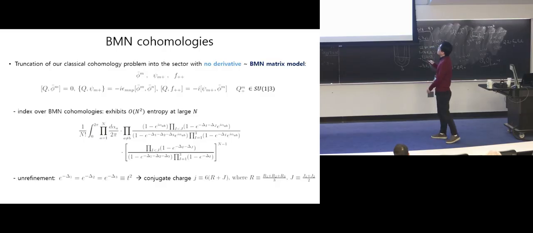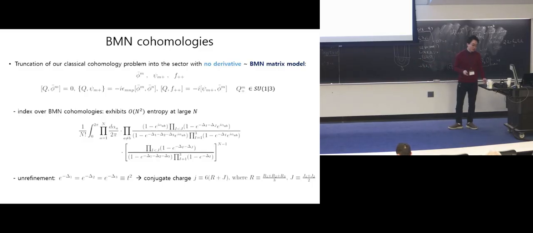And for illustration purposes, sometimes I will unrefine the chemical potentials like this. So this T scale will conjugate to the charge, which is nothing but the linear combination of our charges and angular momenta that commute with our supercharges.